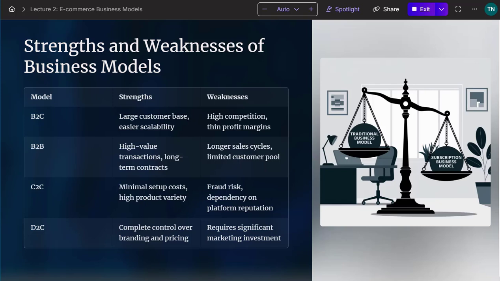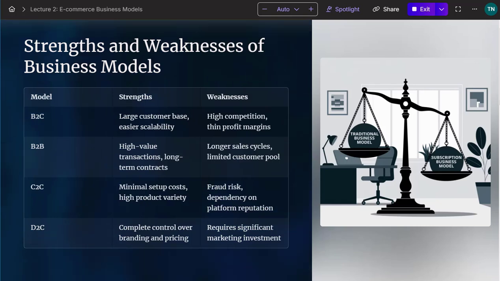Now we look at the strengths and weaknesses of the business models. We have four key models here. The slide outlines the key strengths and key weaknesses of the four common business models: B2C, B2B, C2C, and D2C. For B2C, the strengths are a large customer base and easier scalability, but the weaknesses are high competition and thin profit margin.